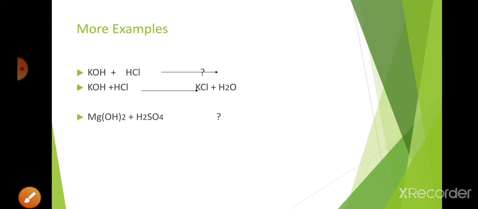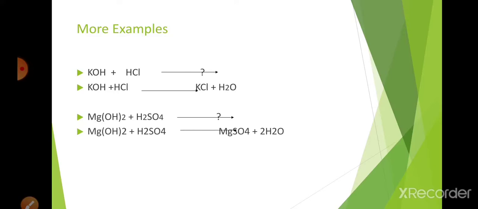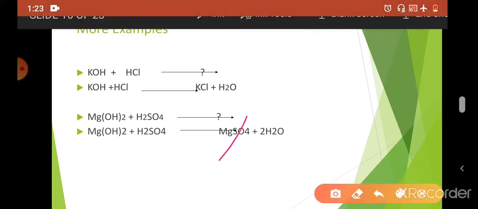Next, Mg(OH)2, the name is magnesium hydroxide, combines with H2SO4 to give you magnesium sulfate plus H2O. So here you can see again MgSO4 is a salt, and H2O. This is magnesium hydroxide, sulfuric acid, and Mg combines with SO4, hydrogen combines with OH, so you're going to get 2H2O, and all these numbers are written to balance the equation. Next one coming up.